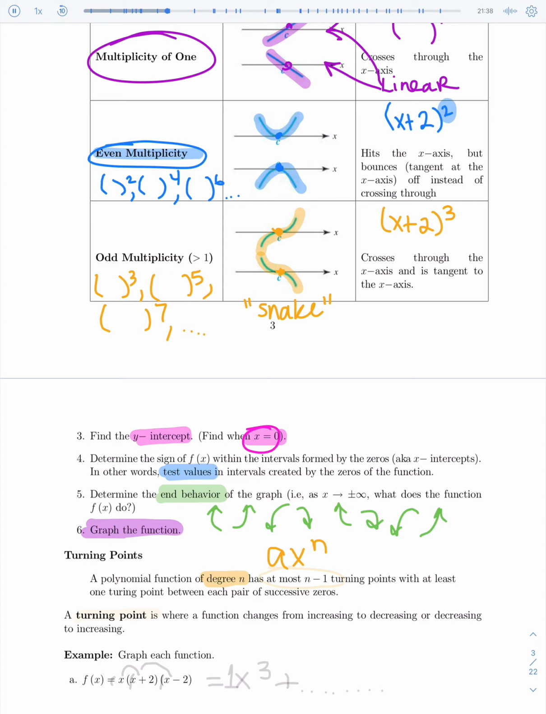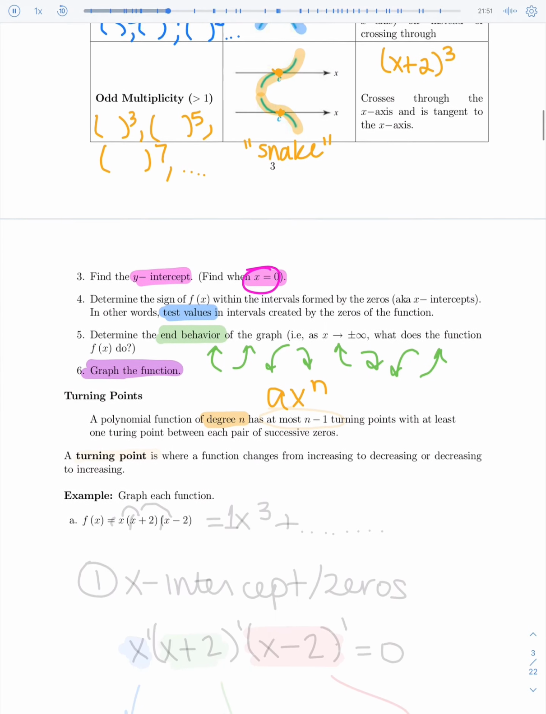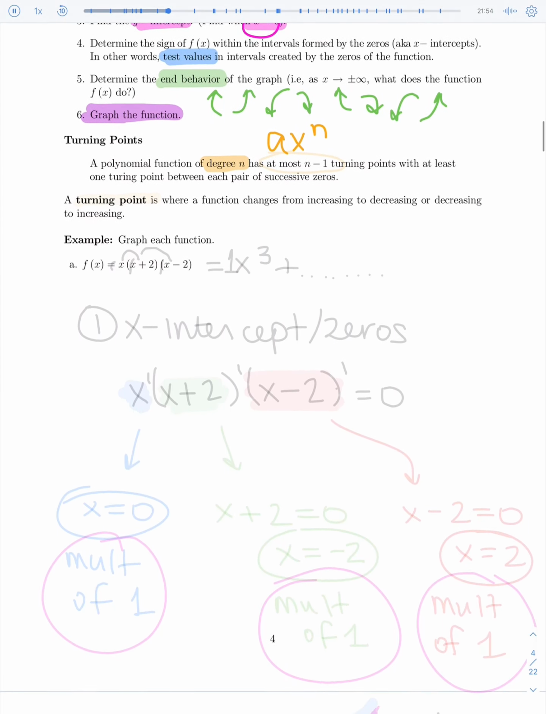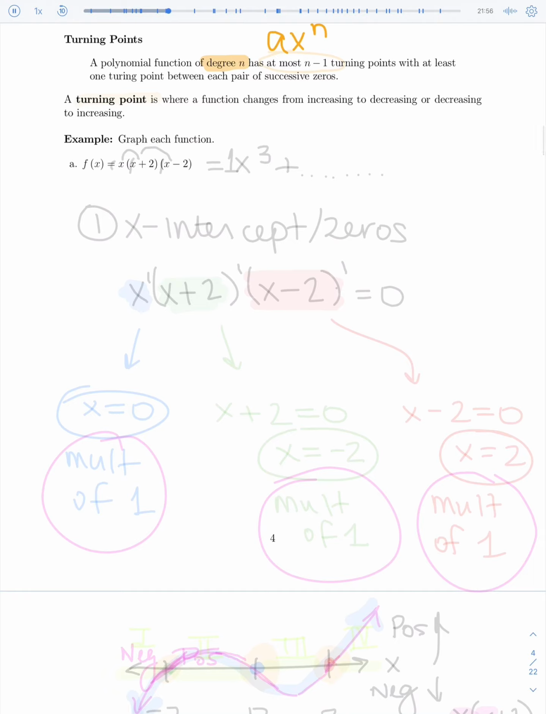So let's say if your exponent is a 5, at most you can switch from increasing to decreasing one less than that, 4 times. If your degree is, let's say, 6, you can only change direction one less than that, which would be 5. That's how many times at most. It doesn't mean that you will definitely change direction that many times, but that's what you can do at most, is the key. So that also gives you an idea. And where you change direction from increasing to decreasing is called a turning point.